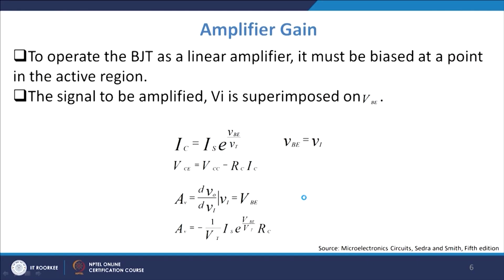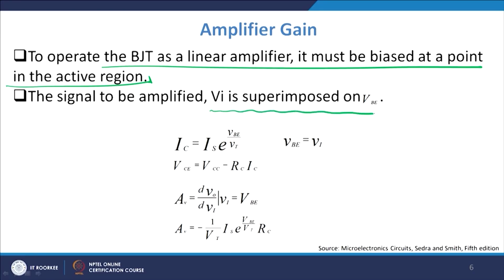With this knowledge we have gained till now, let me see what we are looking into. To operate the BJT as a linear amplifier, it must be biased at a point in the active region. We have discussed this point time and again: we need to bias it to amplify, and then Vi is superimposed on VBE. So I get VCE equals VCC minus ICRC. I get AV equal to dV0 by dVi, which means the rate of change of output voltage with respect to change in the input voltage, for a fixed Vi equal to VBE. AV also comes out to be equal to minus 1 by VT times IS e to the power VBE by VT times RC.